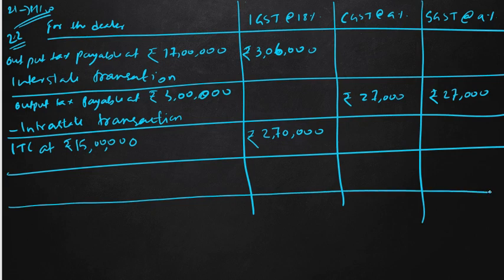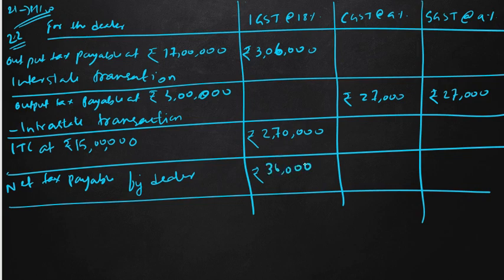But here he has ITC less than the output IGST, so there will be no utilization section. So directly we can calculate the net tax payable by the dealer. You can see that he has to pay 3,06,000, but he has only 2,70,000. So if we subtract it, 3,06,000 minus 2,70,000 will be 36,000. That means he has to pay an IGST of 36,000.